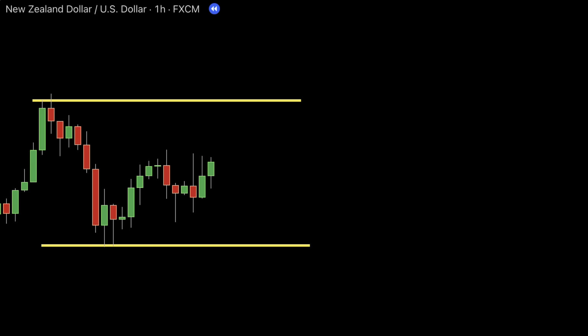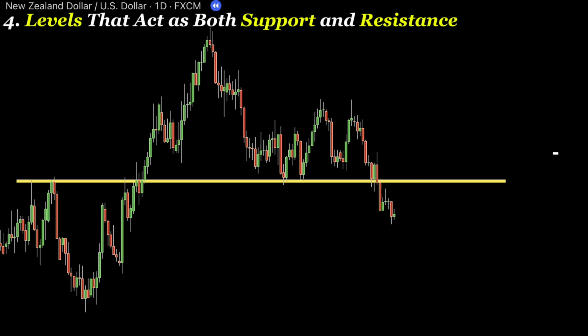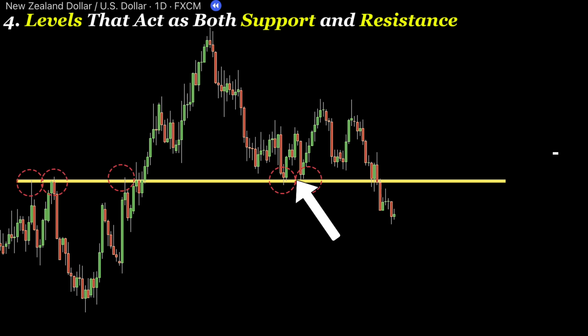One of the strongest signs of a key level is role reversal. This happens when a price level first acts as resistance, rejecting upward moves, and later, after being broken, acts as support. The opposite can also occur. This behavior confirms that the level is widely recognized by the market. Both buyers and sellers respond to it, which makes it a high probability area to monitor for future reactions.